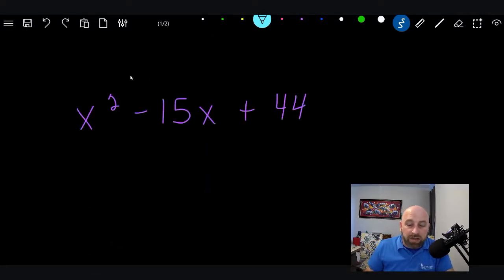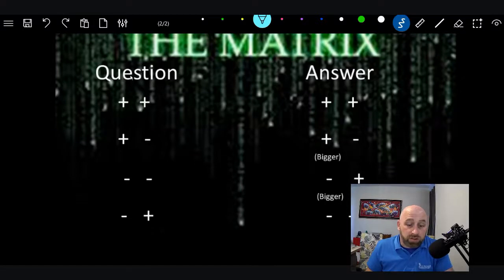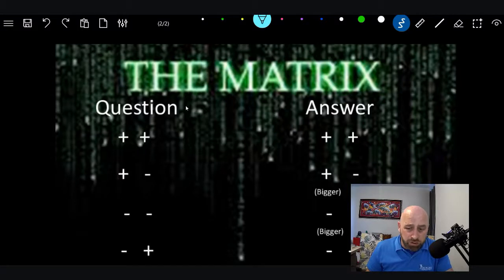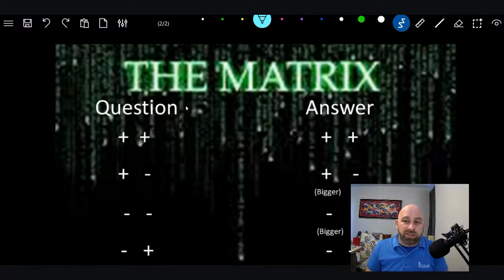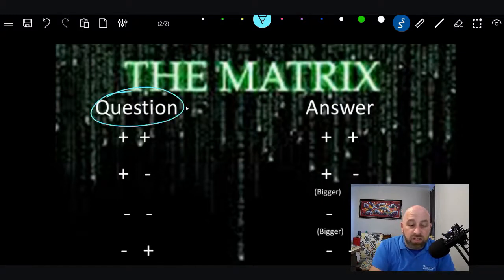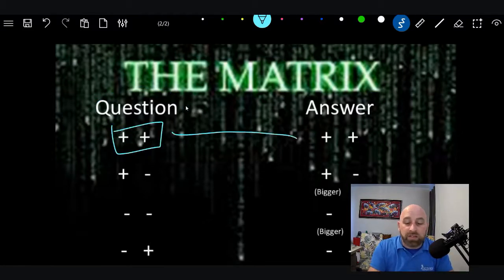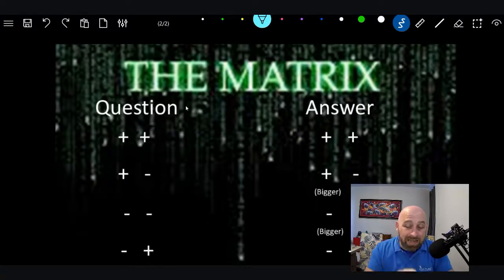Look down here. I have what's called, nobody else calls it this because I made it up, I think, I've never seen anybody else with it, the sign matrix. All right, what does the sign matrix mean? Well, the matrix is just like a listing or a pattern of what's going on. So how do we figure out the signs? Well, if in the question you have a plus plus, then it's going to yield an answer that is also plus plus. In this case, our question is negative, negative.